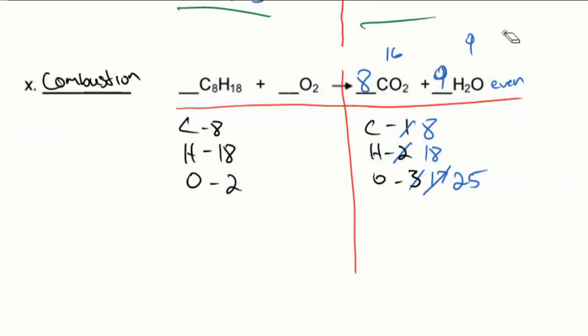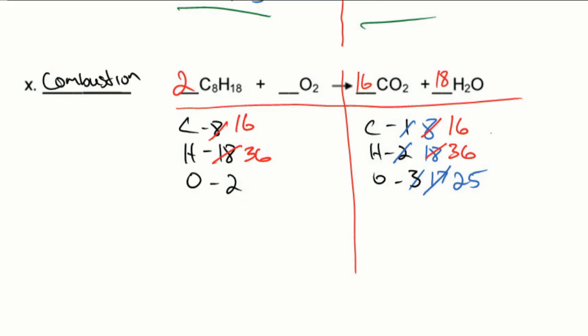So here we go. I'm gonna put a 2 here. I'm gonna change this to a 16. I'm going to change this to an 18. I might need to break out my calculator here to count these oxygens. 2 groups of 8 gives me 16. 16 I have there. Let's just look at my hydrogens. I have 36.